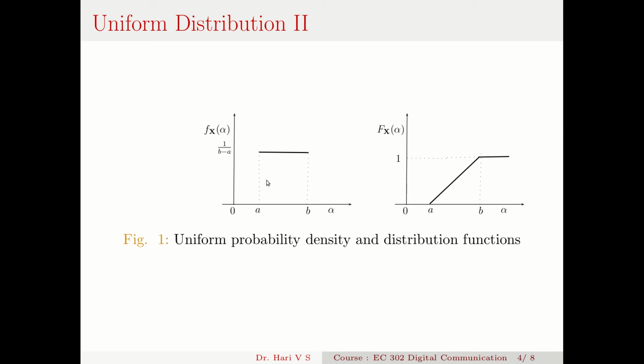Now, if I take the integral of this function, I get the cumulative distribution function. That cumulative distribution function from minus infinity to a is 0. From here to here, it's a straight line with a slope of 1 by b minus a. This difference in height is 1, and this difference on the x-axis is b minus a. So the slope of this curve is 1 by b minus a, and beyond b, it's 1. So this is the shape of the cumulative distribution function.